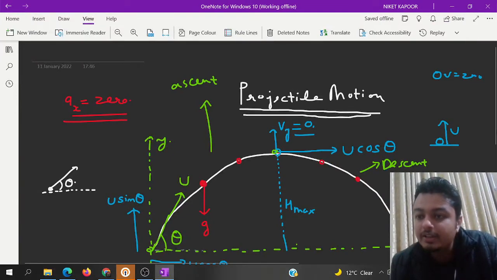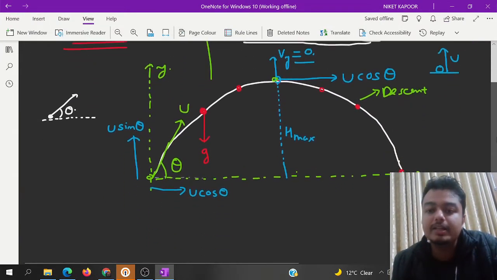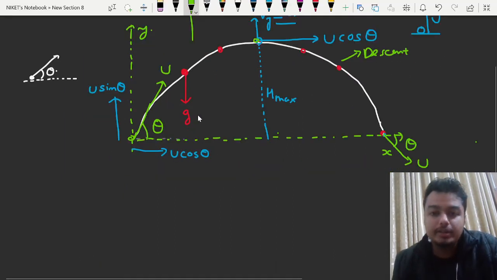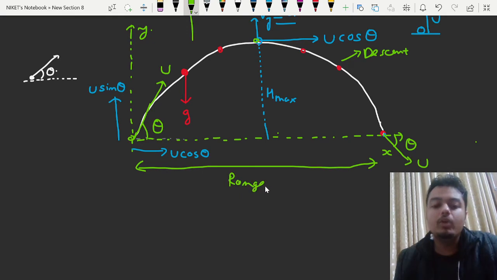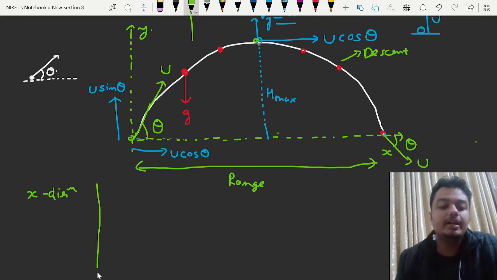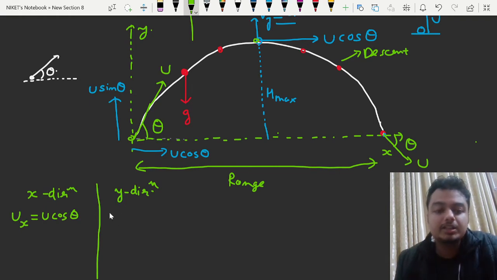Now let's arrive at some mathematical things regarding projectile motion. So this is the maximum height. This is called the range of the projectile. Now what I am doing is I am separating the variables for the x direction, and I am separating the variables for the y direction. So what was the initial component of velocity in x direction? That is u cos theta, according to the given situation. And in y direction, the initial component was how much? U sin theta. What was the acceleration in x direction? 0. What was the acceleration in y direction? It is g.